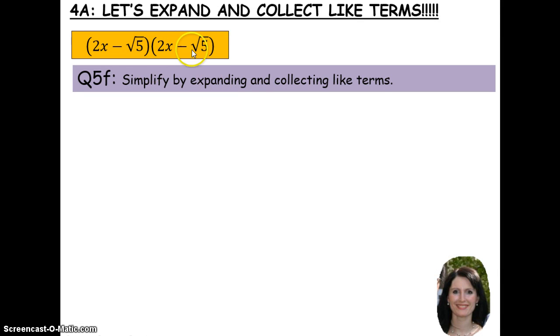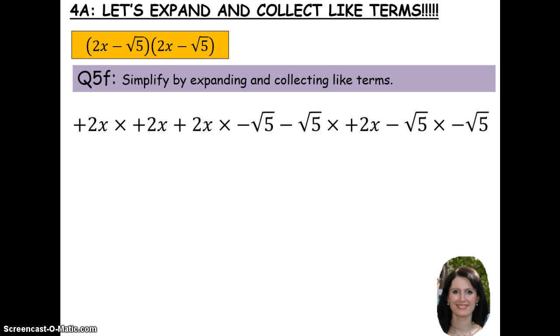Moving on to something that looks a little bit harder but really isn't. Let's simplify this one by expanding and collecting like terms. Positive 2x times positive 2x, positive 2x times negative root 5, negative root 5 times positive 2x, negative root 5 times negative root 5. There are my signs.